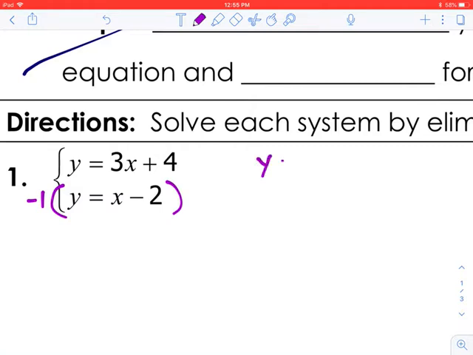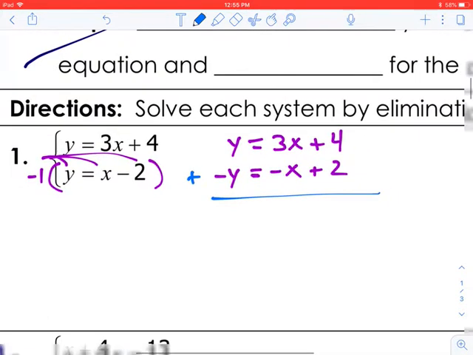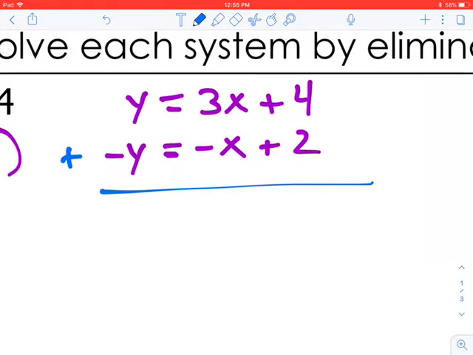So the top one stays the same. That's y equals 3x plus 4. And then when I multiply the bottom by -1, I'm pretty much just distributing. That's -y equals -x and +2. And now I'm going to go ahead and add these two together. What happens is the one that's opposite cancels out, which is what we want. So y minus y is 0 equals 3 plus negative 1 is 2x. Then 4 plus 2 is 6.